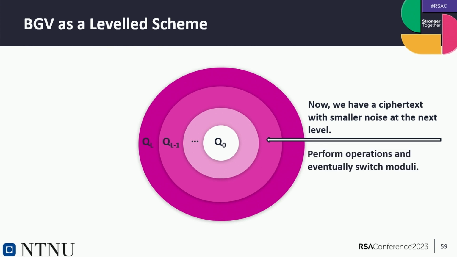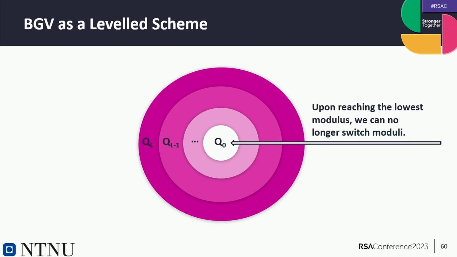So now we can perform operations again because we again have low noise. When the noise grows too big again, we can modulus switch again. We can repeat this until we eventually reach the lowest modulus. At this point, if the noise grows too big, we have to decrypt, because there is no modulus underneath anymore. So we can't mod switch down, and here we can't do anything anymore.